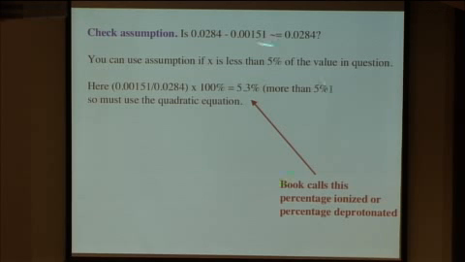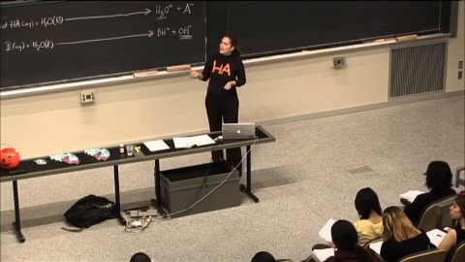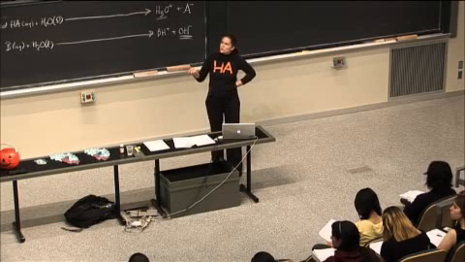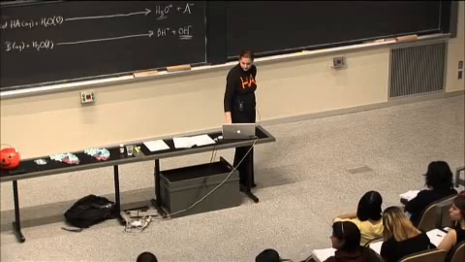I just want to note that this percentage can sometimes be called percent ionized or percent deprotonated, so that you're not thinking that's some kind of bizarre term if you see that. And if you use the quadratic equation, you get an answer of 0.00147. Again, that's really two significant figures. So it's not a whole lot different than the number you got making the approximation.